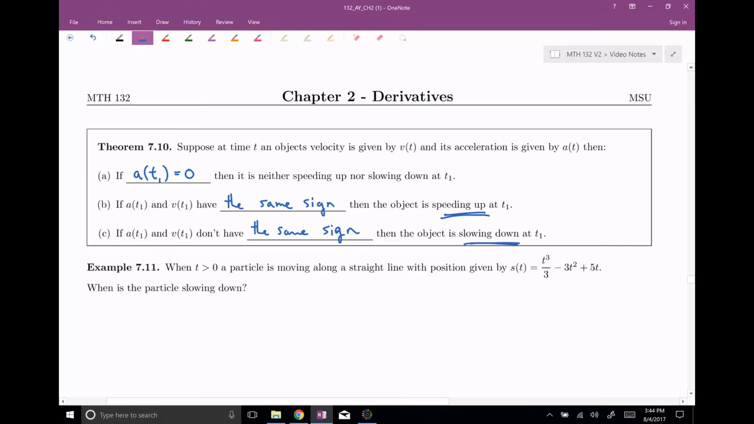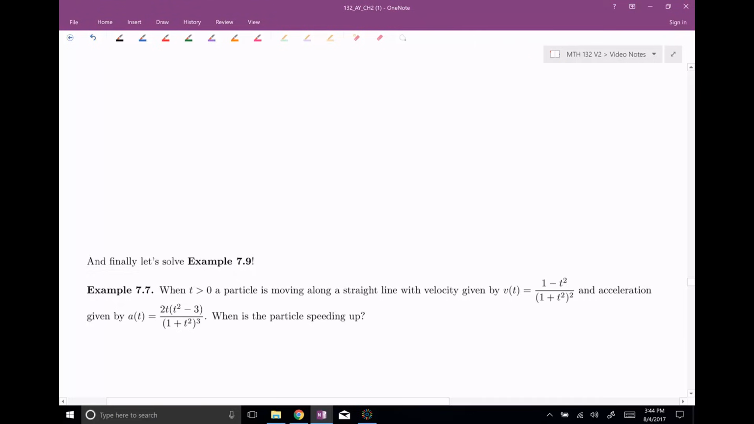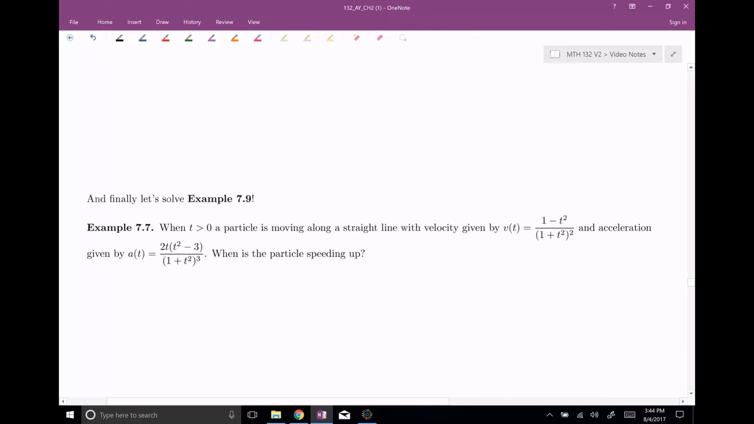So you can see that logically this makes sense: if both the velocity and the acceleration have the same sign, the object is going to be speeding up, and likewise if they have different signs, it's going to be slowing down. There's a mismatch. All right, let's get a little bit of practice using this theorem in this example, and then we'll go back and solve the example that we held off on.